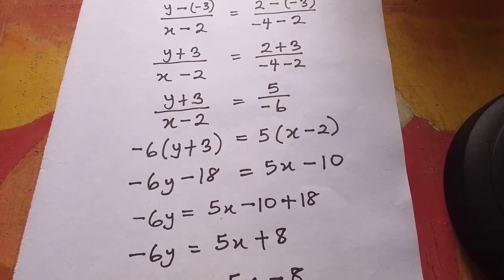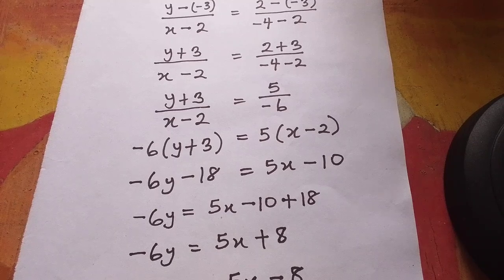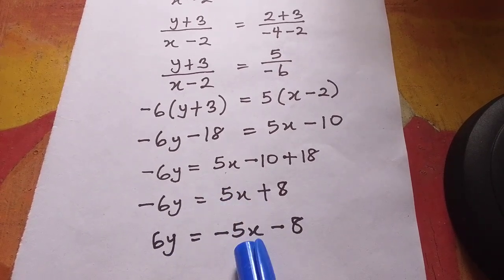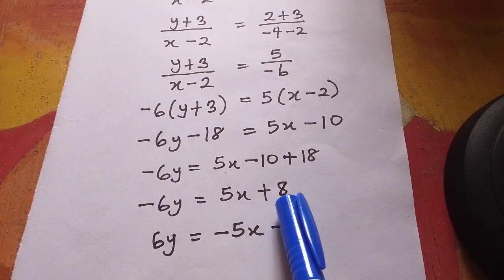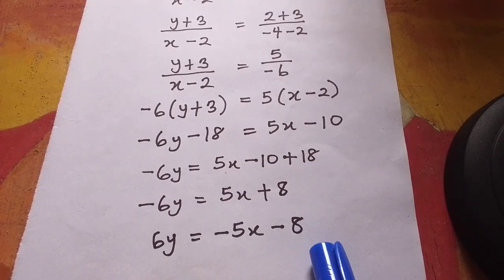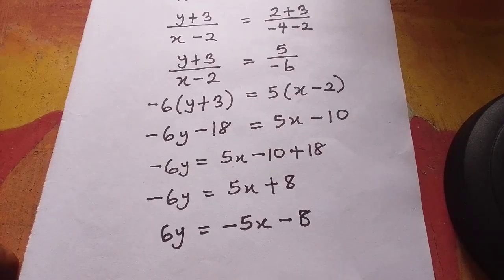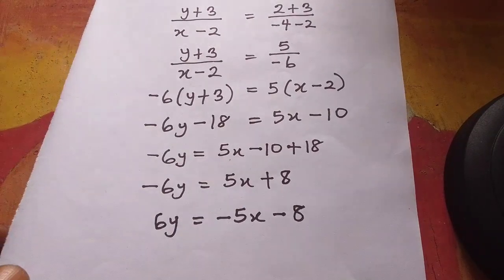So if I multiply all through by minus 1, minus 6y times minus 1 will give me plus 6y. Plus 5x times minus 1 is minus 5x. Plus 8 times minus 1 is minus 8. So the equation is 6y equals minus 5x plus 8.